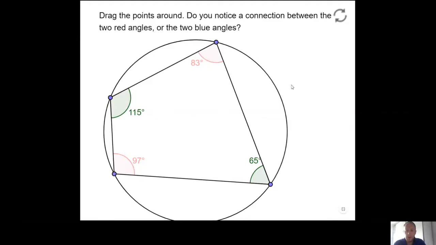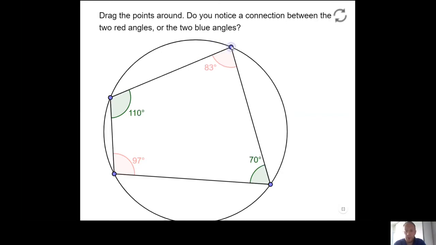So the first clip was 597, which is about cyclic quadrilaterals. So here's a diagram of a circle with a four-sided shape in. Because it's a four-sided shape inside a circle, that's why it's called a cyclic quadrilateral. So the rule between the angles, we're going to try and see if we can see it using this diagram.